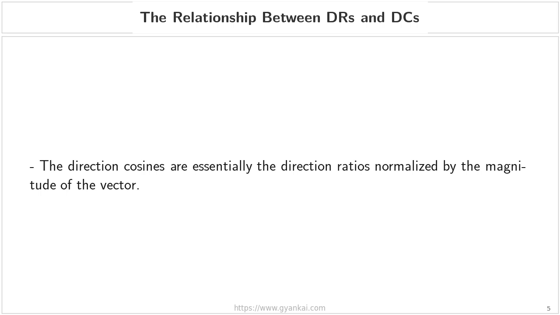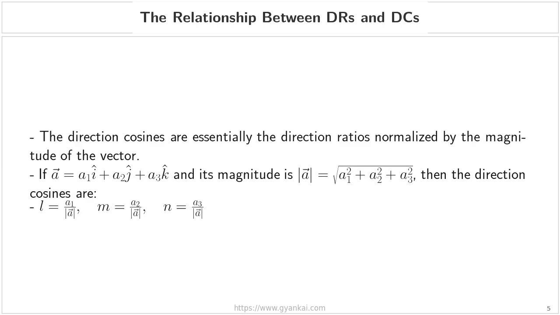In simpler terms, we take those direction ratios and scale them down so that the resulting vector has a length of exactly 1. Let's look at the math behind this. Suppose we have a vector, let's call it A, which is composed of its components, a sub 1 i hat plus a sub 2 j hat plus a sub 3 k hat. To find the direction cosines, we first need the magnitude of this vector, which we denote as the magnitude of A. We calculate this by taking the square root of a sub 1 squared plus a sub 2 squared plus a sub 3 squared.